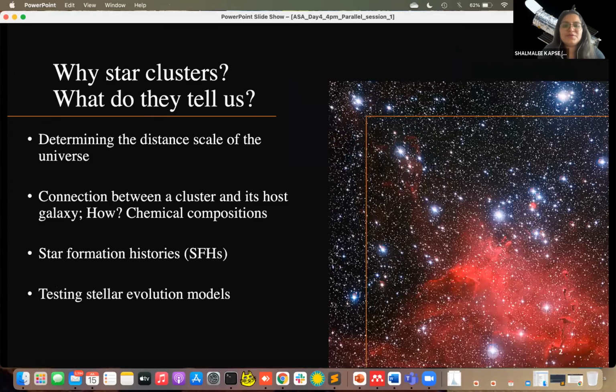So why do we actually study the star clusters? Star clusters are basically very useful to determine the distance scale of the universe. By studying the chemical evolution in these clusters, we can also connect these evolutionary stages with its host galaxies. These are excellent examples to test the stellar evolutionary models. So these are some of the basic reasons that we need to study the star clusters.